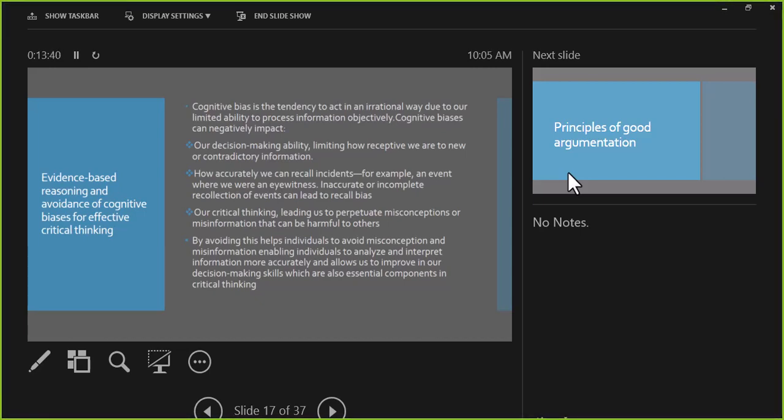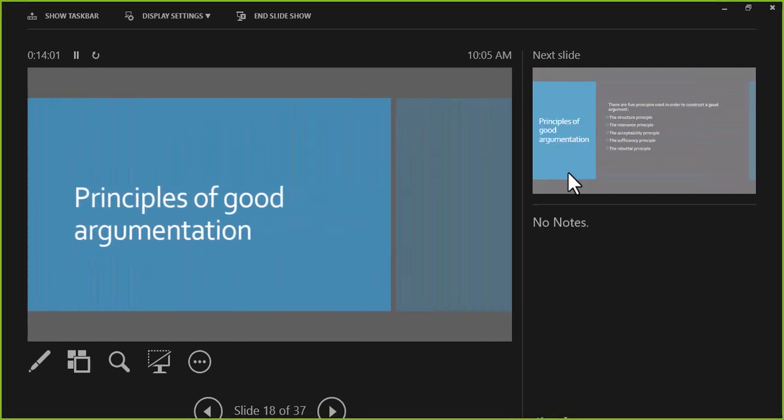So by avoiding this way of thinking, individuals can avoid misconceptions and misinformation, enabling them to analyze and interpret information more accurately, which is one of the important standards for critical thinking: accuracy. It also allows us to improve our decision-making skills, which are another essential component of critical thinking.